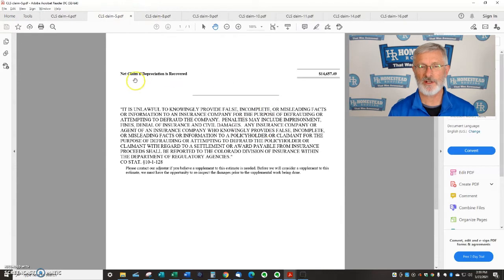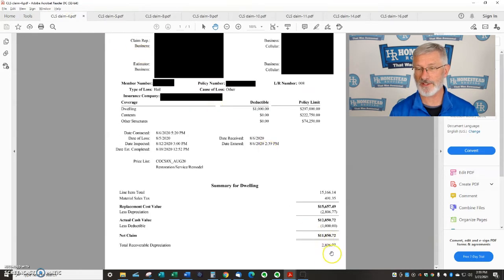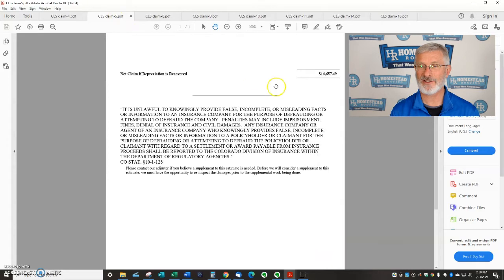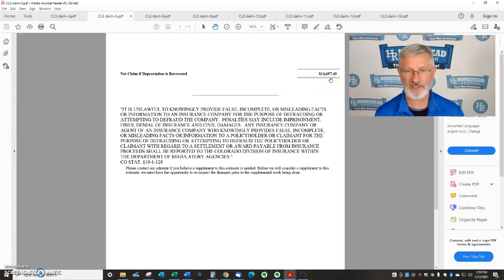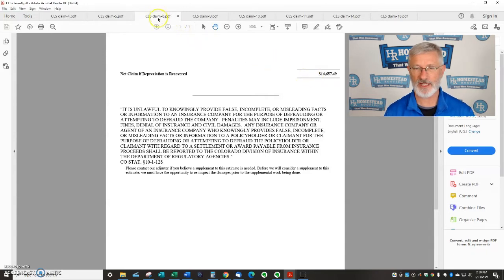So this is showing what the net claim is going to be if depreciation is recovered. That means that if this homeowner were to recover that 2806, then this is the total amount that the insurance company would be paying for this claim. Remember, this excludes the deductible because that's the homeowner's share in the cost, but it includes any depreciation. Now let's go ahead and move on to the next page.